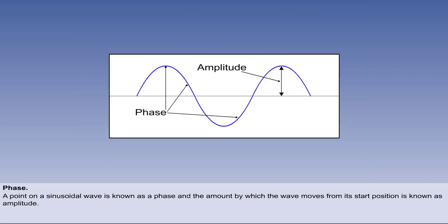When considering sinusoidal waves, such as that of a radio wave or an alternating current, it is convenient to be able to denote a particular point or phase on the sinusoidal waveform. We also need to know that the amount by which the wave moves away from its zero or start position is called amplitude.